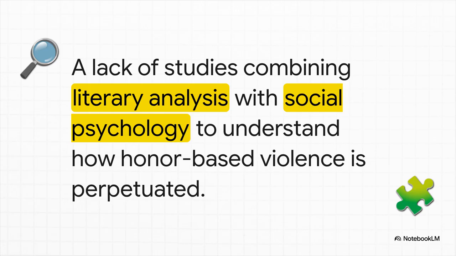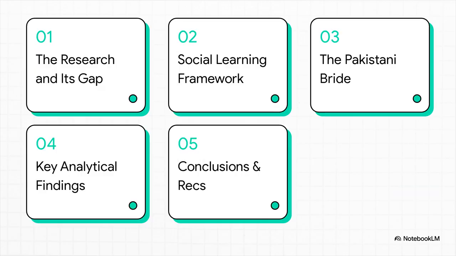Sure, there are plenty of studies on honor-based violence, but it's incredibly rare to find one that merges literary analysis with social psychological theory. That unique combination is exactly what gives this paper its edge. Here's a quick roadmap of where we're headed in this explainer. We'll start by digging into that research gap, then we'll unpack the social learning framework they use. From there, we'll see how it's applied to the novel The Pakistani Bride, check out the key findings, and wrap up with the study's conclusions and recommendations.